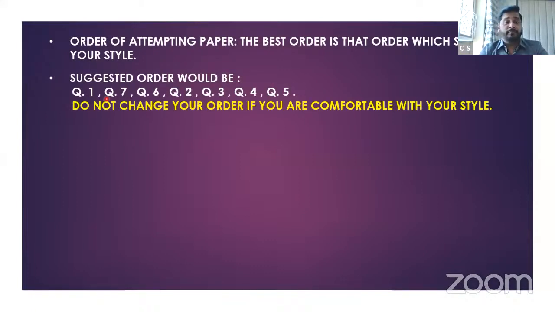I personally feel you should attempt objectives first, question number 1, and directly jump to question 7 and question 6. This is mainly because question 7 and 6 have most of the common adjustments like prepaid, outstanding, closing stock kind of adjustments. So similar adjustments can be done easily. You will save time.